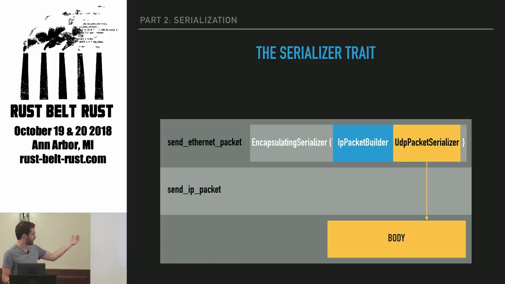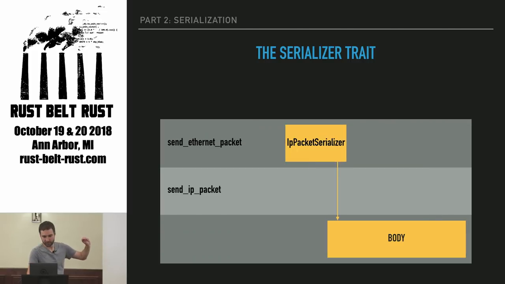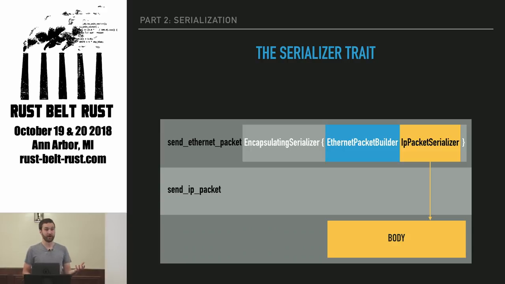Again, send it to the next layer, so send it to the send Ethernet packet function, compressed for brevity. Take this serializer and encapsulate it with Ethernet, right? So add another layer of the onion. Now we have the Ethernet onion. All right, so now we've actually constructed this entire thing, and we're ready to serialize it. Let's see how that works.